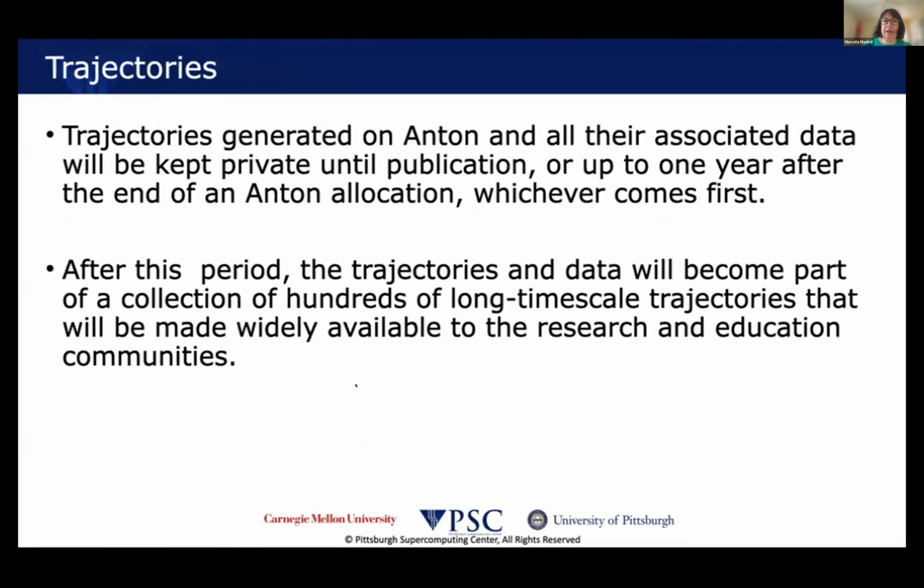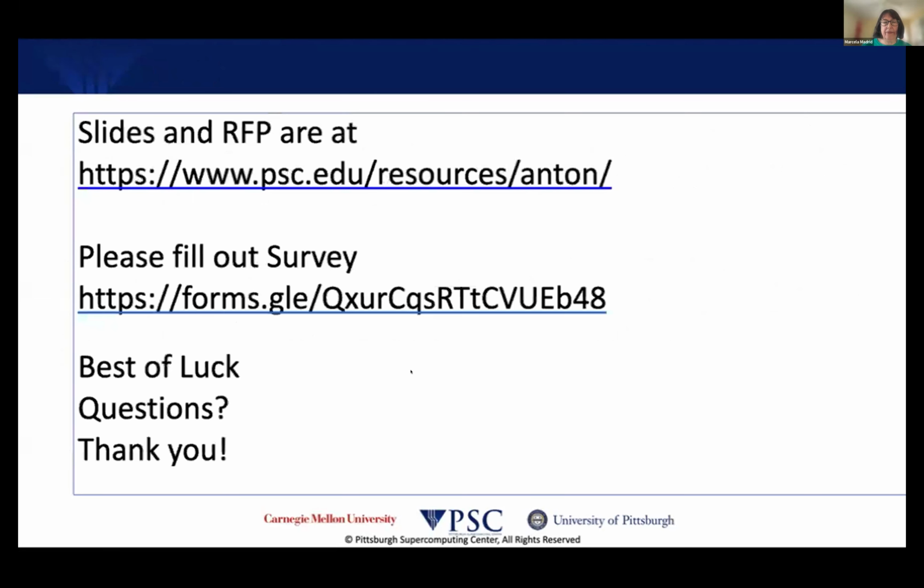The trajectories generated on Anton and all their associated data are kept private until publication, or until 1 year after the end of the allocation, and then they will be published in a database that we are creating. So we always try to ask before making the trajectories public.